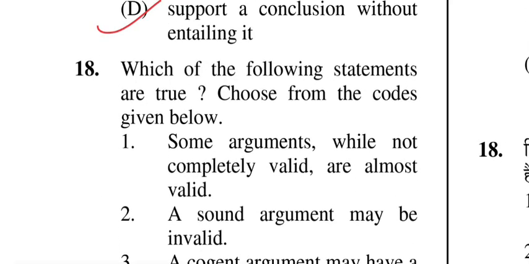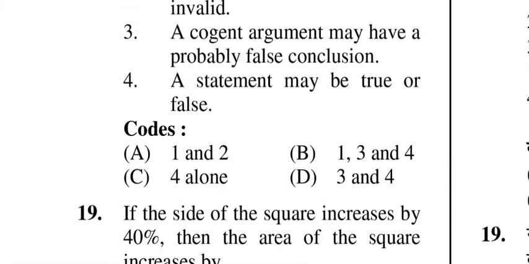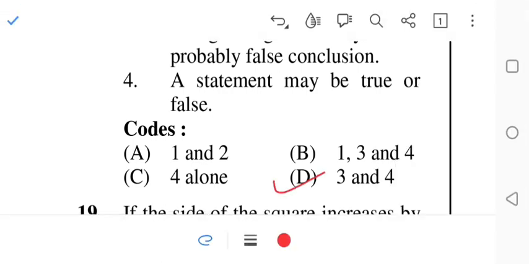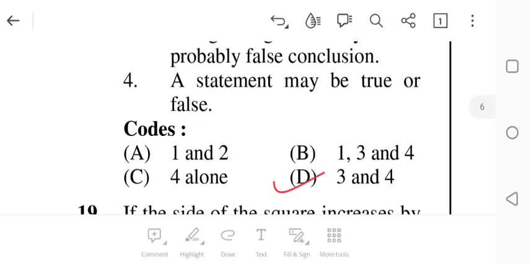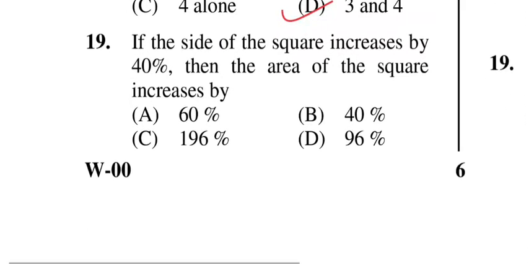Number 18. The correct option will be 3 and 4. A cogent argument may have a probably false conclusion. A statement may be true or false. So options 3 and 4 will be correct. According to the codes given below, D will be the correct answer.